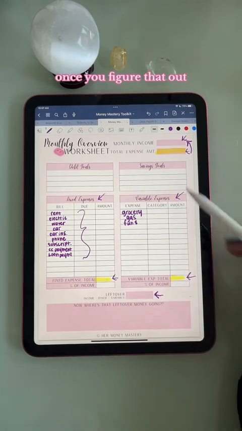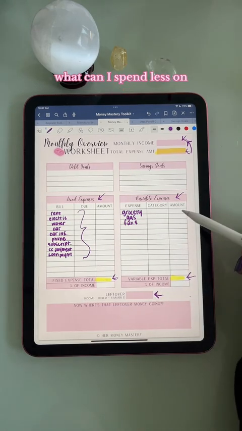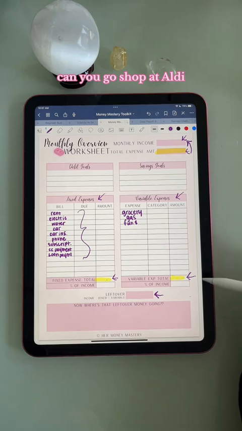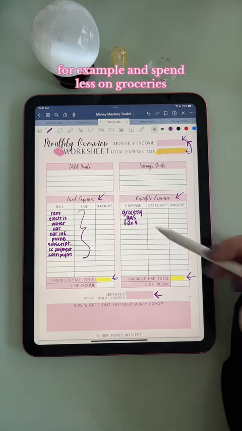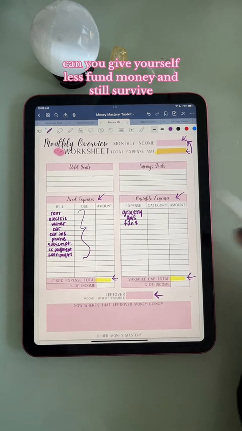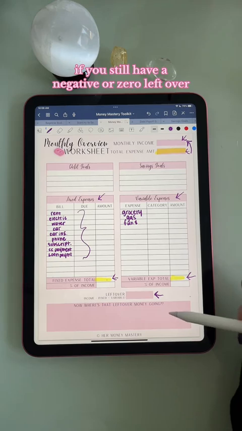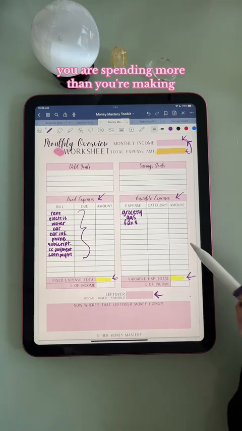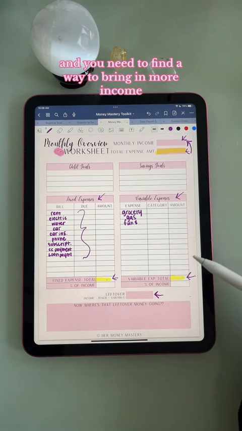Once you figure that out, you're going to go to your variable expenses and say, what can I spend less on? Can you lower your grocery bill? Can you go shop at Aldi, for example, and spend less on groceries? Can you lower your gas? Can you give yourself less fun money and still survive? Once you've done that, if you still have a negative or zero left over, that means you have an income problem. You are spending more than you're making, and you need to find a way to bring in more income.